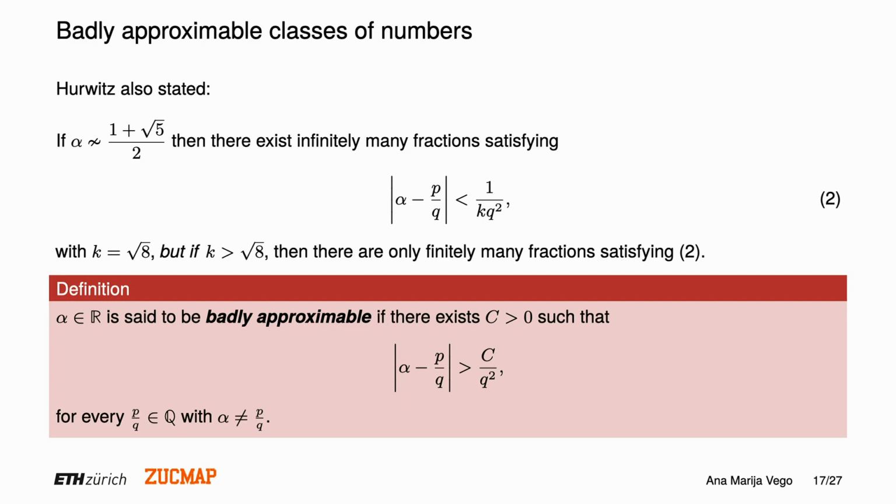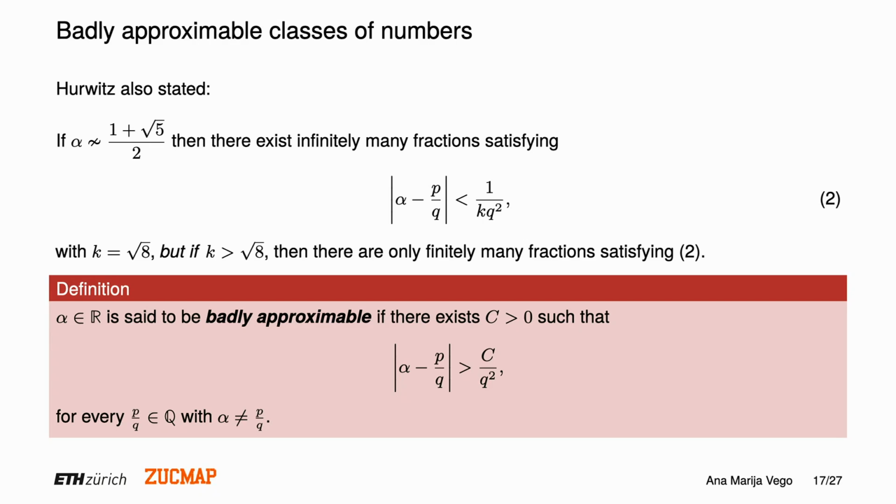So I want you to recall the theorem by Hurwitz that we have talked about before. I told you if we choose a real number to be the golden ratio, which is 1 plus square root of 5 divided by 2, and if k is greater than square root of 5, and we consider this inequality given in equation 2, then there are only finitely many fractions p over q satisfying it.